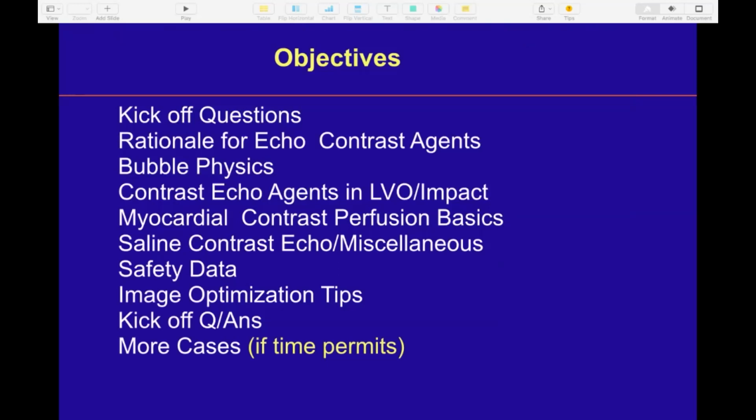So the objectives, hopefully I'm able to cover all of this. We'll start off with some kickoff questions. What I would suggest you do is look at the questions, note down your own answers, and then we can revisit the questions at the end and you can see where you stand. We're going to talk about the rationale of echo contrast agents, bubble physics, the contrast agents in left ventricular opacification and its impact in daily practice. We're going to talk about myocardial contrast perfusion basics, touch on saline contrast echo and some miscellaneous uses, review the safety data on contrast, a few image optimization tips, and then we'll revisit our questions. And if time permits, we'll do cases.